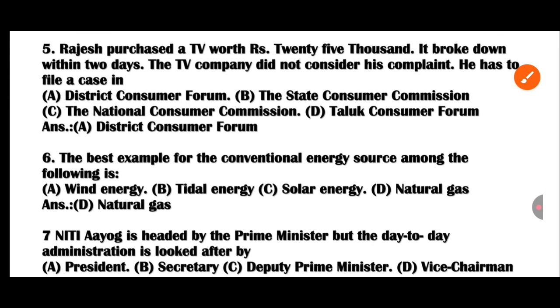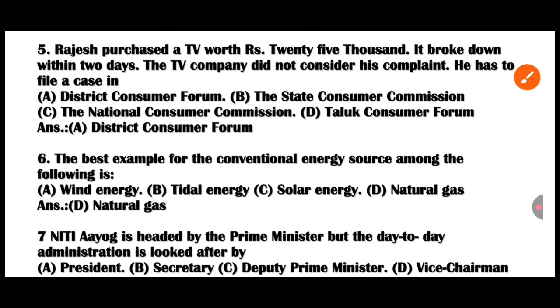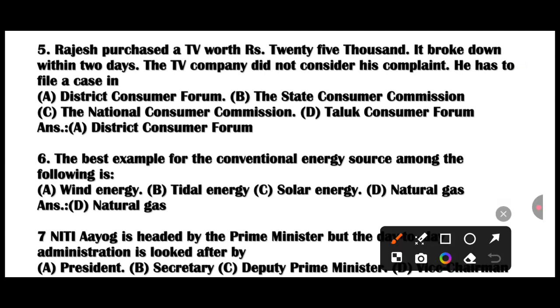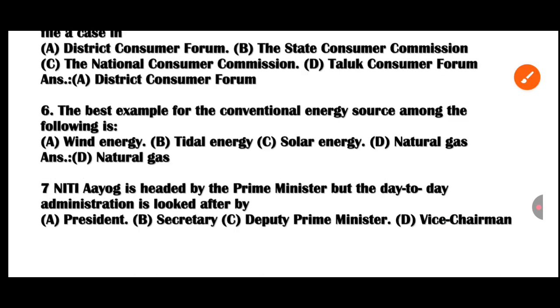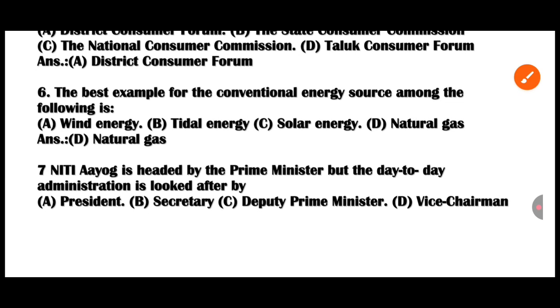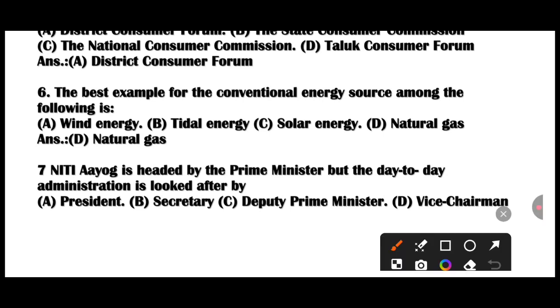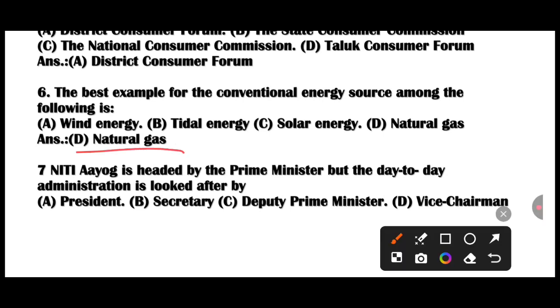Next question: Rajesh purchased a TV worth rupees 25,000. It broke down within 2 days. The TV company did not consider his complaint. He has to file a case in, correct answer is, District Consumer Forum. Next question: the best example for the conventional energy source among the following is, the correct answer is natural gas.